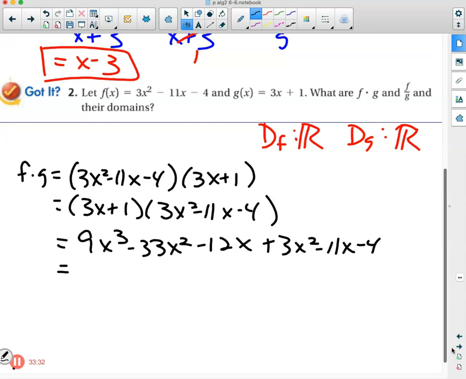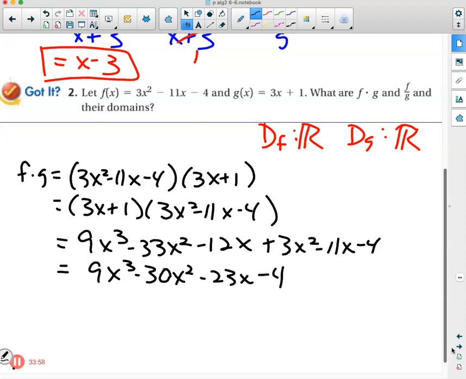Can we do any simplifying? Yes, this time, yeah, we can. The 9x cubed, no, there's nothing else we can do with that. But we've got negative 33x squared plus 3x squared, so negative 30x squared. And we have a negative 12x minus 11x, which is negative 23x minus 4. And now it's all in nice standard form.